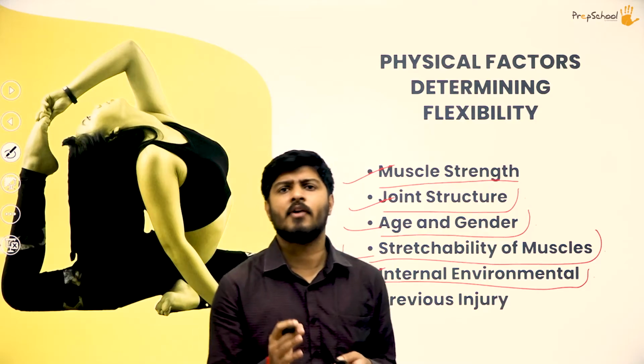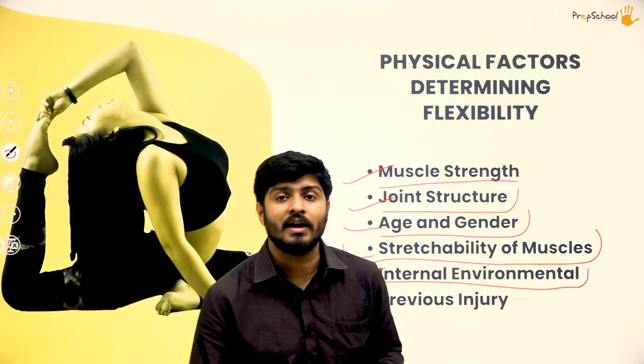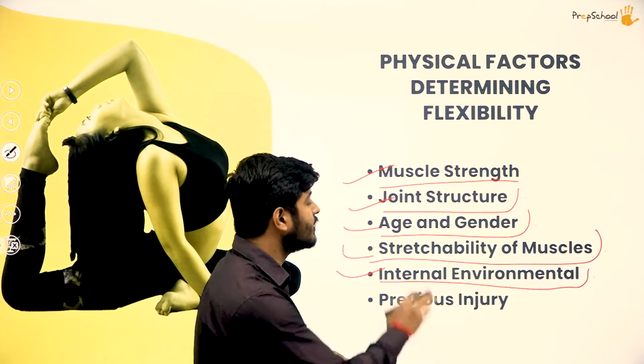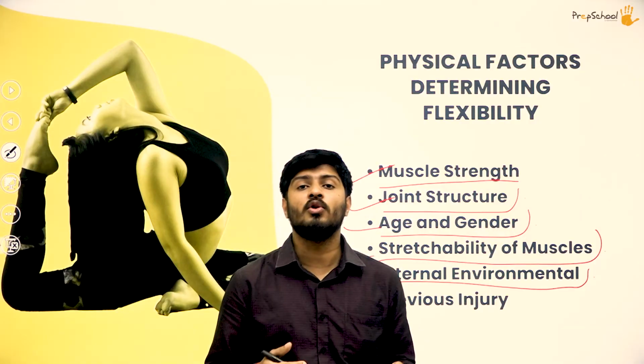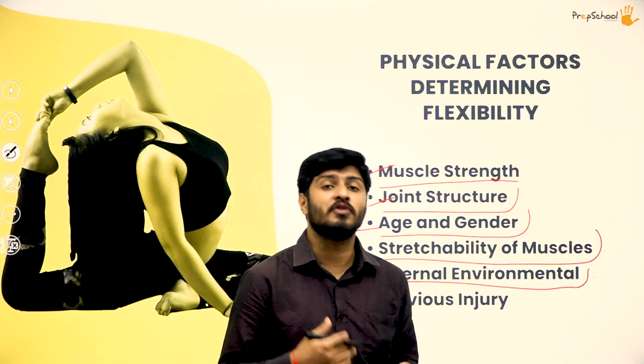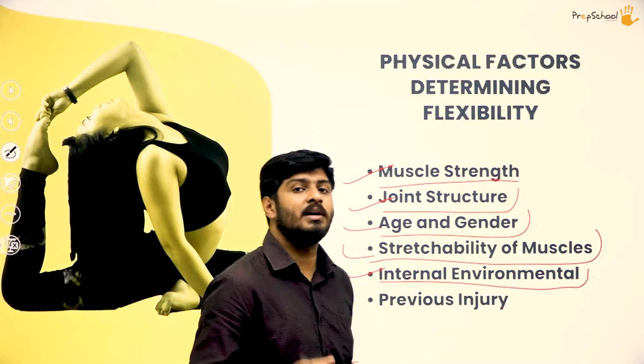Next, your internal environment. We are talking about the physiology, the functioning, the internal processing of your body. That also is directly responsible for this anatomical factor, that is flexibility. So what do you eat? How do you take care of your body? How do you take care of your physiology? All that will be directly responsible for the flexibility of the body.